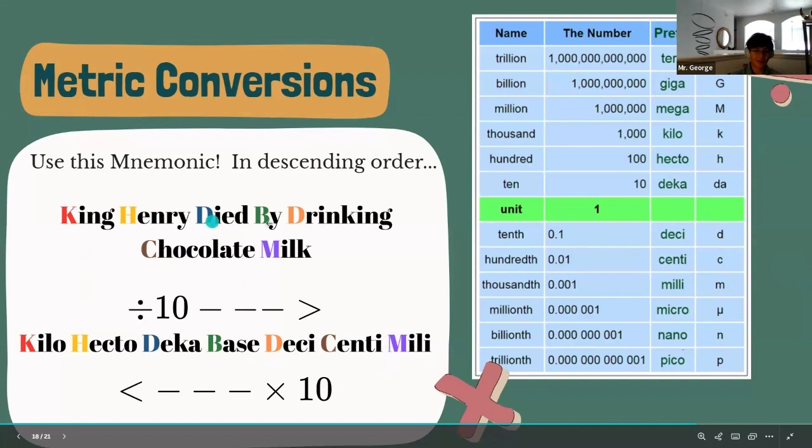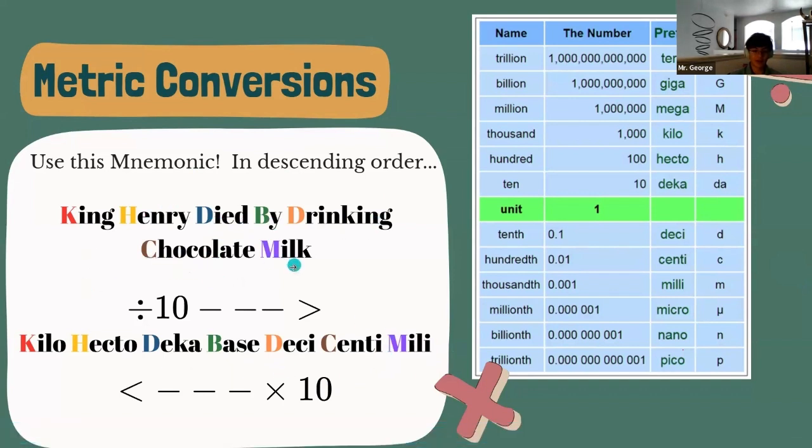If we remember, King Henry died by drinking chocolate milk, we can remember that the beginnings of all of these are kilo, hecto, deca, base, deci, centi, and milli. As you go up this, you're going to divide by 10. So for every kilo, 1/10 of a kilo is a hecto, and 1/10 of a hecto is a deca. Do you guys understand? Does that make sense?